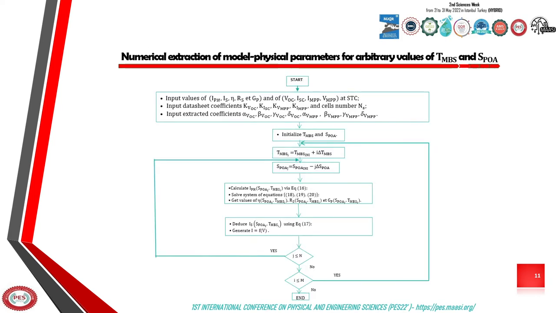And here is the algorithm that summarizes the numerical procedure for determining the values of the 5 model physical parameters for arbitrary values of MBS temperature and POAI irradiance. We vary MBS temperature and POAI irradiance, then we calculate APH via equation 16 to determine variation of adjective factor, series resistance, and parallel conductance versus MBS temperature and POAI irradiance. We use Mapper software to resolve numerically the system of nonlinear equations. After that, we deduce the value of saturation current using equation 17, and finally we generate current voltage characteristics.